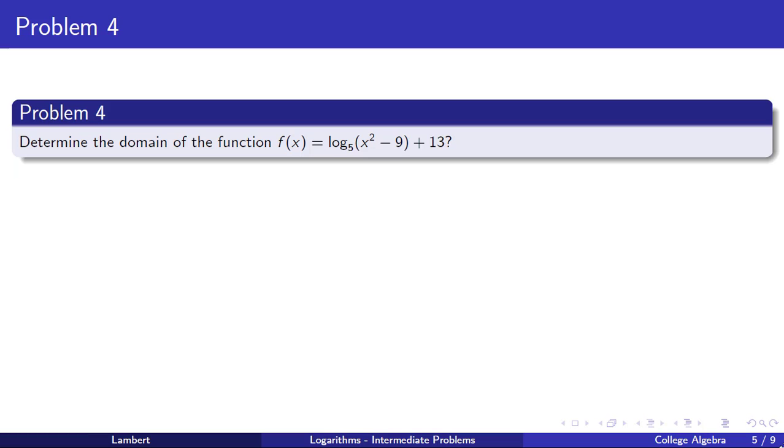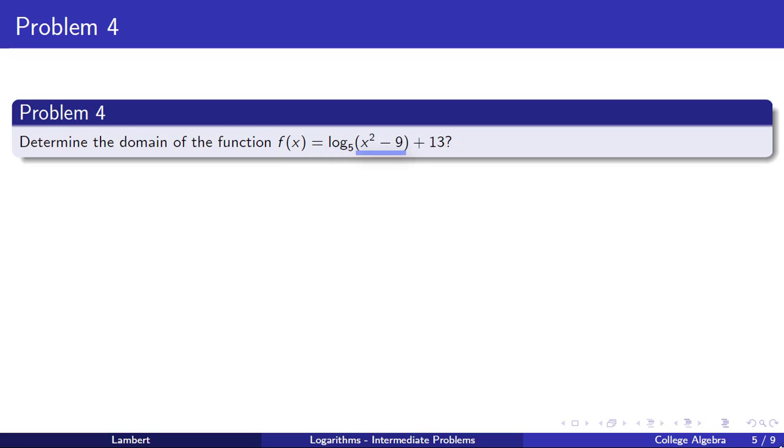Okay, moving forward. Determine the domain of the function f of x equals log base 5 of x squared minus 9, plus 13. Okay, when it comes to domain, where do we have to worry about things? Well, the plus 13 will not play a role whatsoever in terms of the domain, and that 5 in the base of the logarithm really doesn't play a role either. What plays the role is the inside of the parentheses, that x squared minus 9.